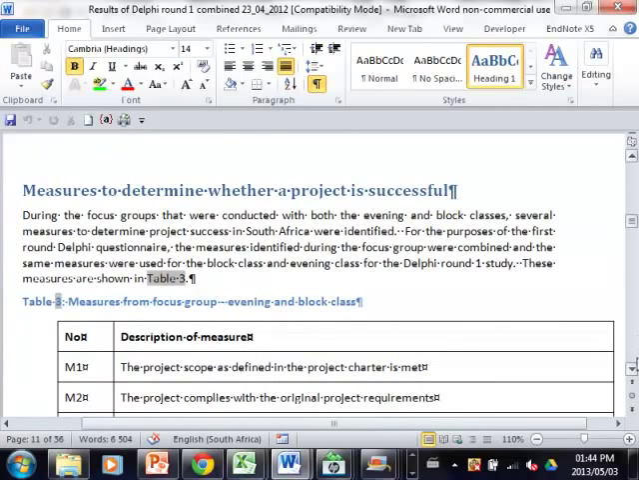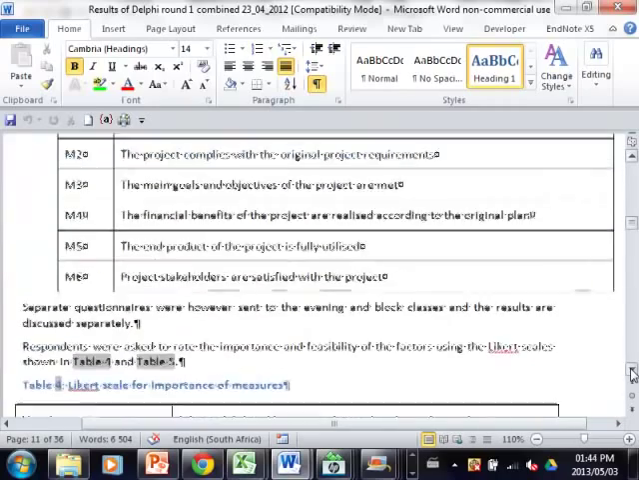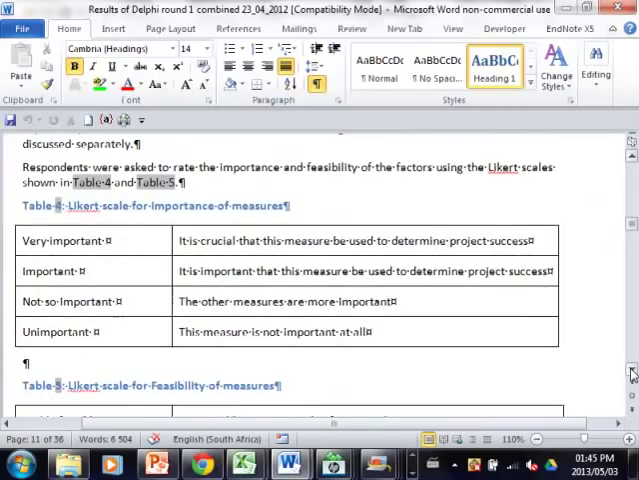But okay, so these were the measures that were identified from the focus group, and this is very important: when you have a Likert scale, especially in a Delphi study, where you actually want consensus, people must have the same understanding of what "very important" means. Do you understand what I'm saying?